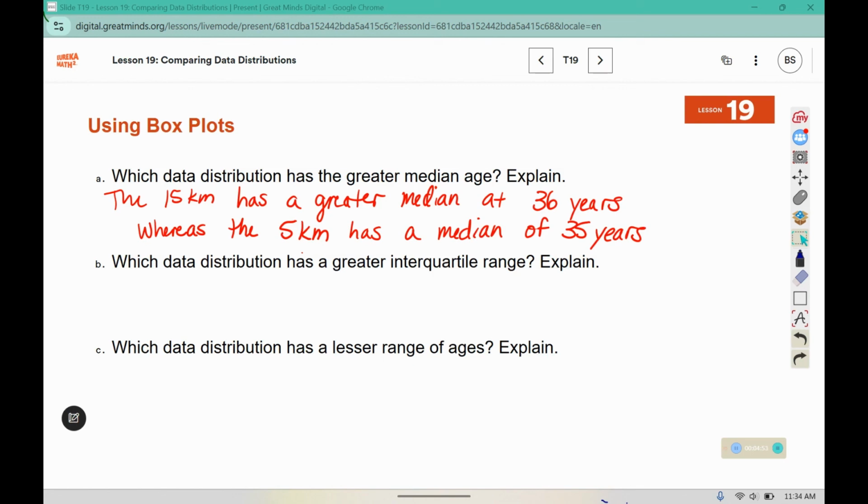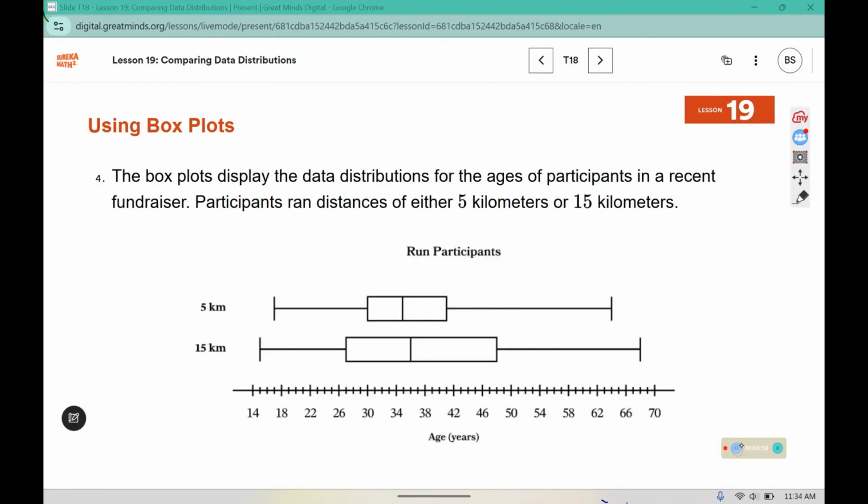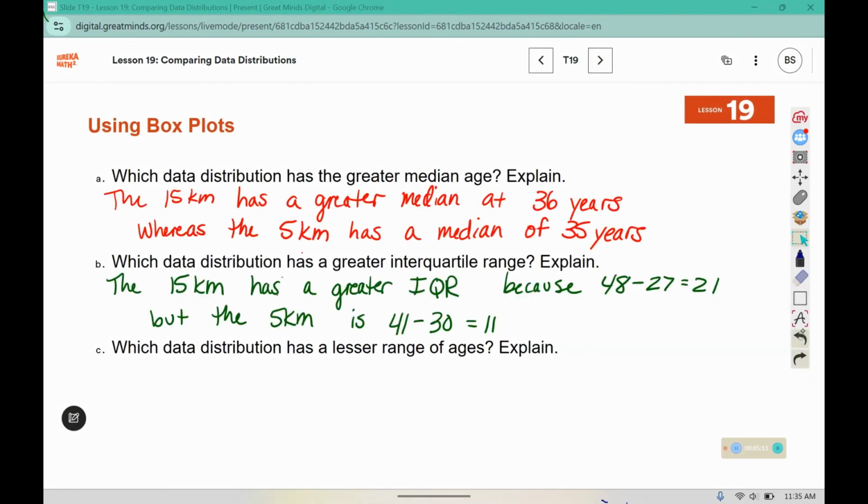Which data distribution has a greater interquartile range? The IQR is from Q3 to Q1, and we subtract to find the difference. So the IQR is greater in the 15 kilometer. It's more spread out. It has an IQR of 21. Q1 is at 27 and Q3 is at 48. But in the 5-kilometer race, Q1 is at 30 and Q3 is at 41. So it only has an IQR of 11.